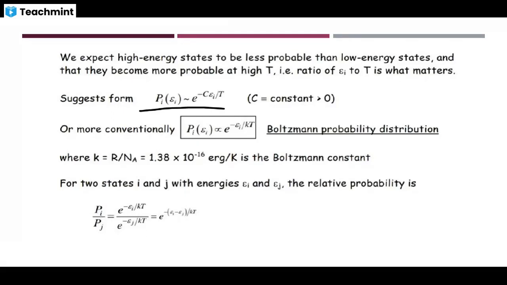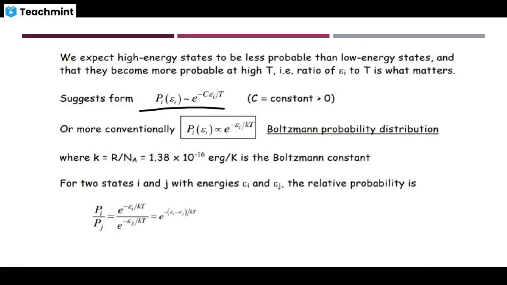So this is the mathematical form of the definition. C is a constant greater than 0. Or, more conventionally, it is directly proportional to e to the minus psi i divided by kT. This is the Boltzmann probability distribution. The constant is nothing but 1 by k, where k is nothing but R by Na. R is the gas constant, Na is Avogadro's number.